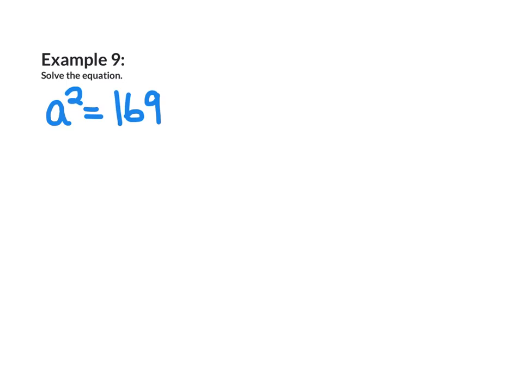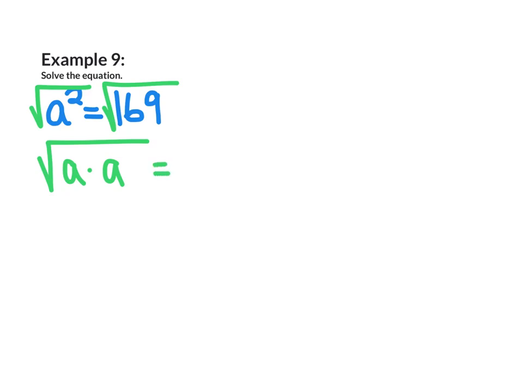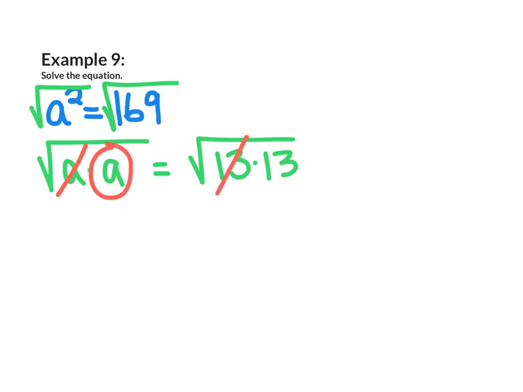Example 9. Solve the equation. Whenever I have a variable that is squared, I need to take the square root of both sides. So a squared can be written as the root of a times a, and 169 can be written down as the root of 13 times 13. So now I have my twins. One dies, one escapes. One dies, one escapes. So my answer would be a equals plus or minus 13.